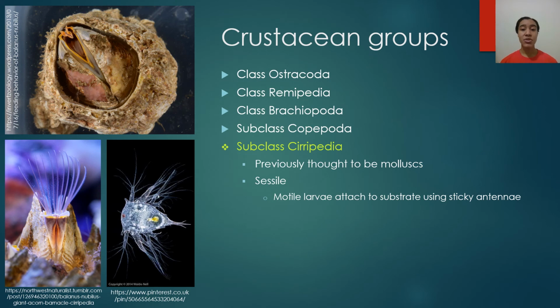Members of the subclass Cirripedia may be some of my least favorite organisms on the planet, and that's just because the way they look is to me really gross, and it messes with my phobia. But they are a group of sessile crustaceans that includes barnacles, and these were previously thought to have actually been mollusks because they don't look anything like the other crustaceans that we've talked about. And so people thought they were more closely related to maybe clams and mussels than they were to, say, shrimp or crabs. But in actuality, they're not mollusks.